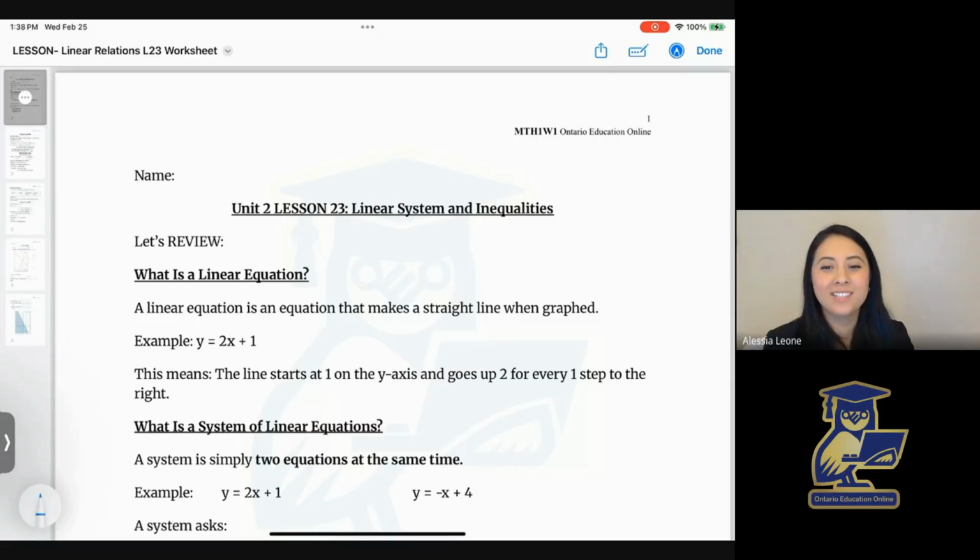Welcome everybody to lesson 23. Today we're talking about linear systems and inequalities. These can sound like big words, but it's just a different way of looking at some equations of a line and looking at some symbols.